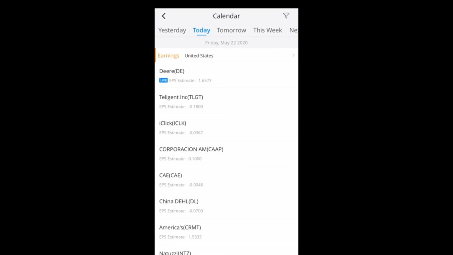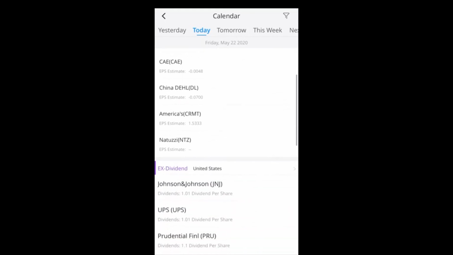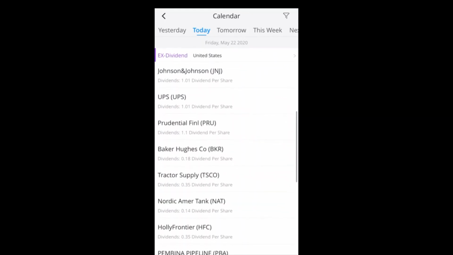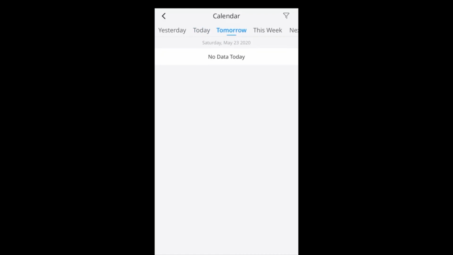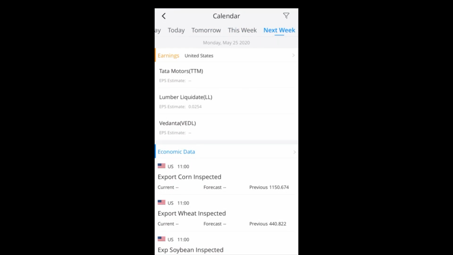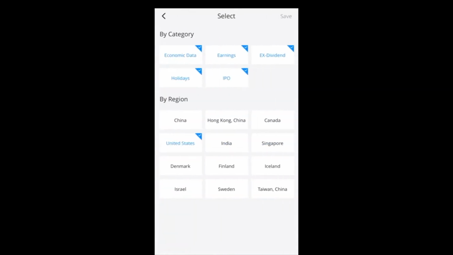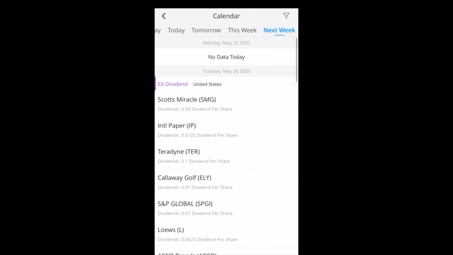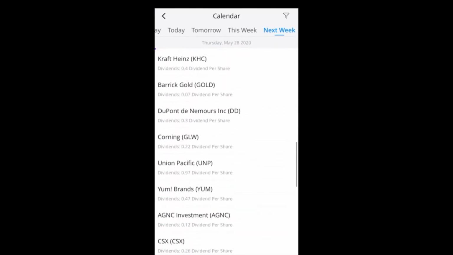You can view individual companies, like if there's some earnings or any specific news that's coming out today, you can view all of that information here. You can view information about anyone that's paying a dividend on this date. Then you can look at tomorrow, or you can look at this week or next week. And then at the top right, there's a filter button to the right of where it says calendar. You just click there, and then you can choose what information you want to actually view. So if you only want to view dividends and IPOs, you can uncheck earnings, economic data, and holidays, and then that's the only information that will show: dividends and any IPOs that are coming up.